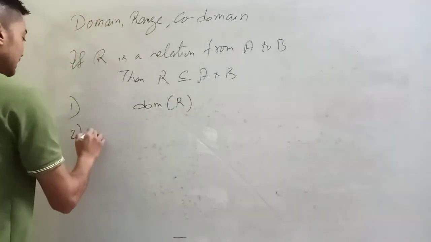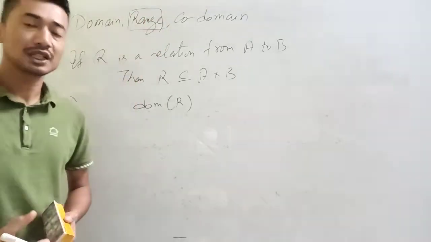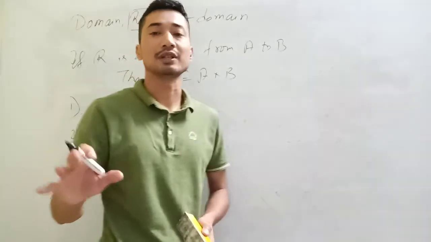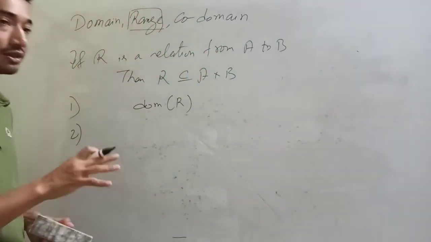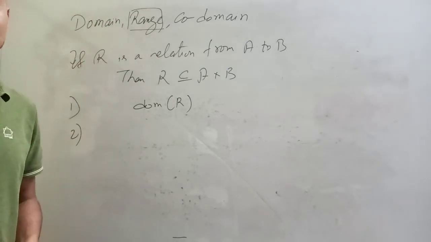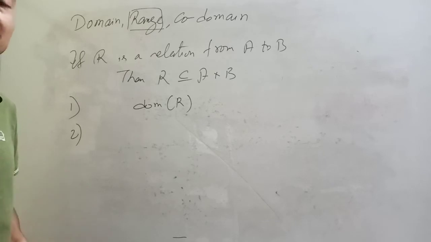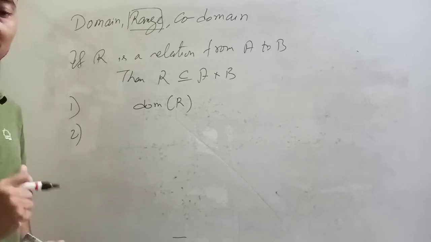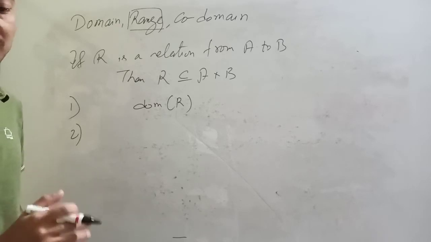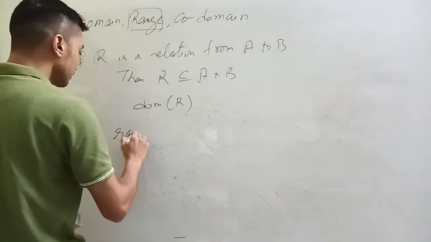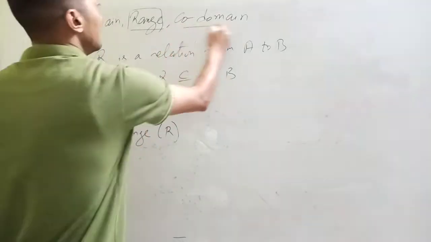Second is about the range. Write down, don't worry, I will explain, we have an example. Range will be the set of all second coordinates of elements of R. The set of all second coordinates of elements of R is called the range of R, denoted by range of R. And the last one, that is codomain.